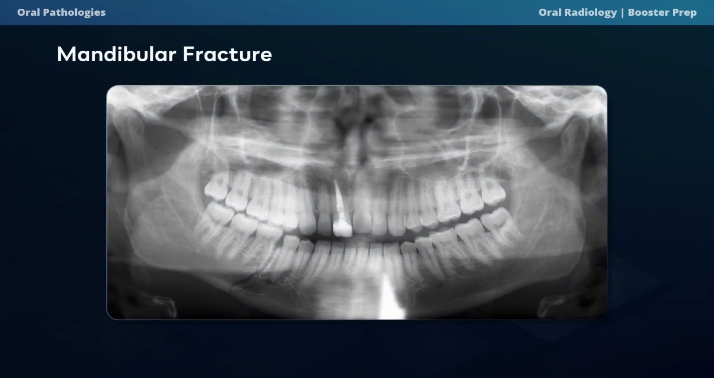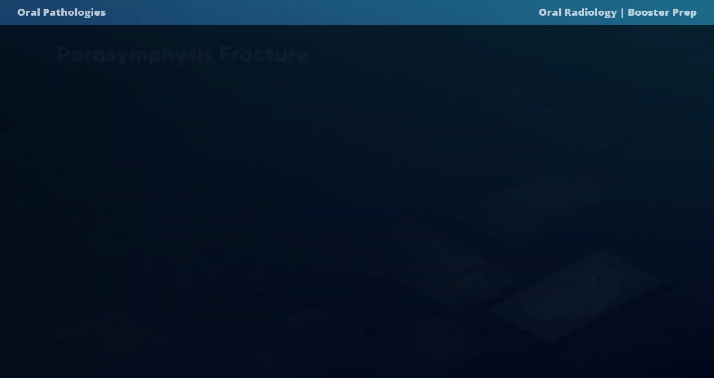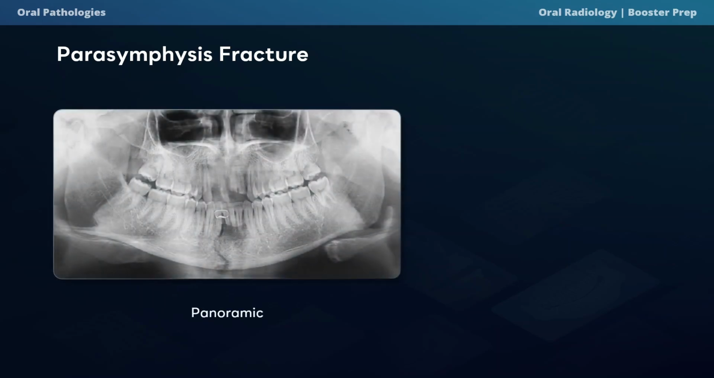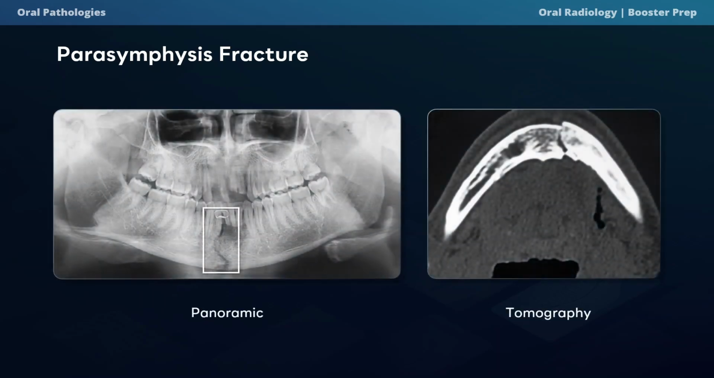A panoramic x-ray can also help us spot a mandibular fracture, and you'll usually see it as a clear break or a crack in the continuity of the bone in the image, and you can see it here on the right side of the patient's image. Another type of fracture we might see is a parasymphysis fracture, and this can show up on either a panoramic x-ray or a CBCT scan. This type of fracture occurs between the canine teeth, and just to recap, a symphyseal fracture happens right along the midline of the mandible.